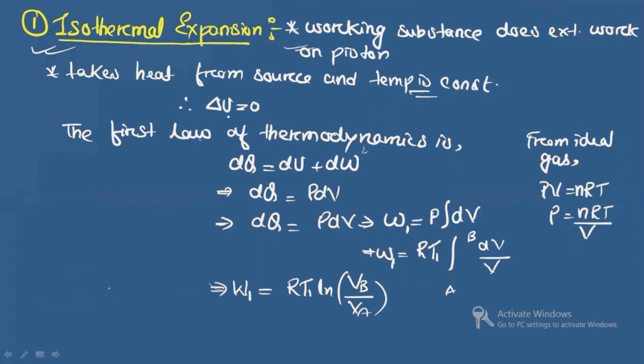Now you see the temperature is constant. That means the internal energy change will be what? 0. So when you write the first law of thermodynamics, you know dQ is equal to dU plus dW. dU is 0, so dQ will be equal to what? PdV.